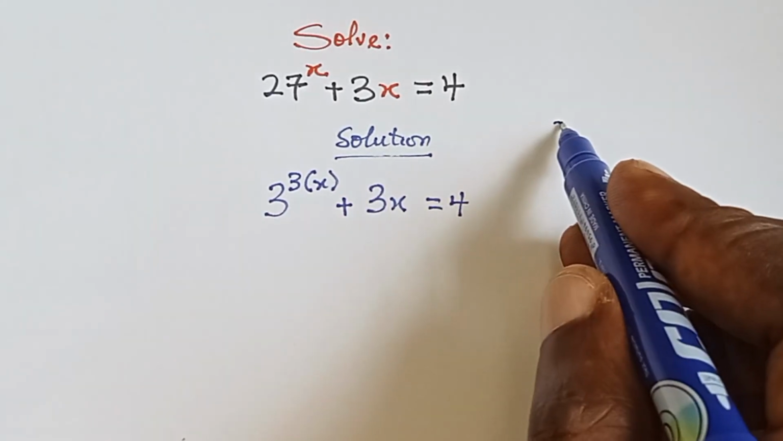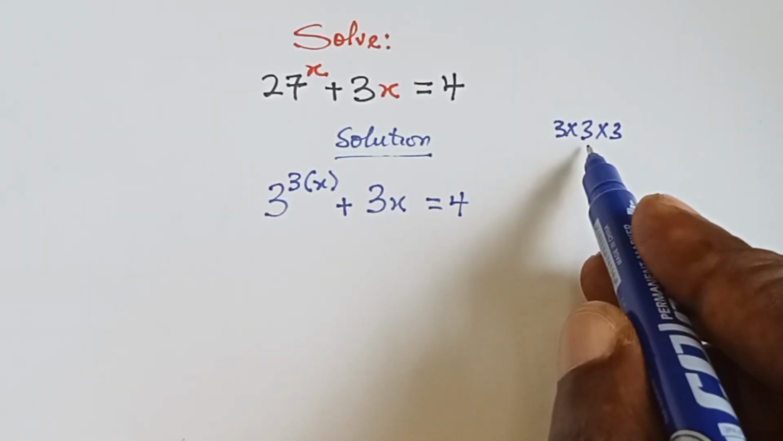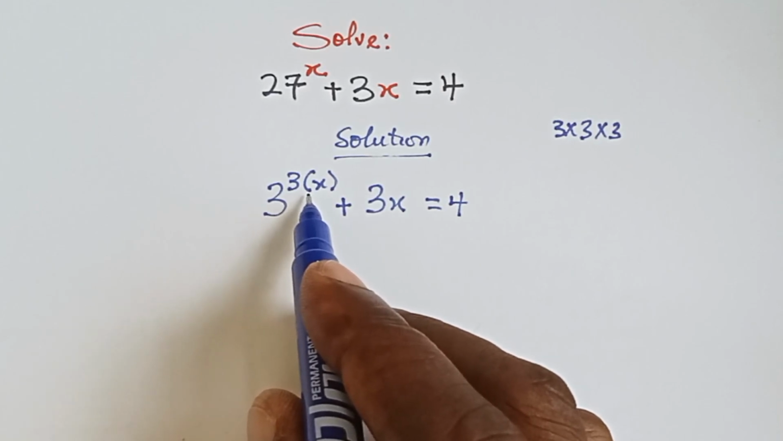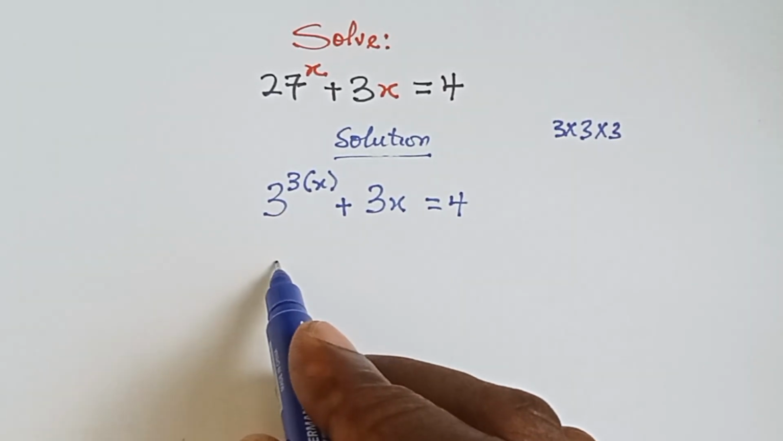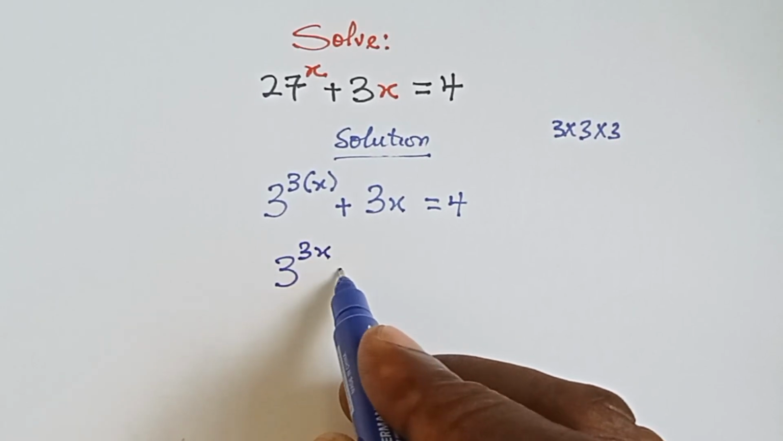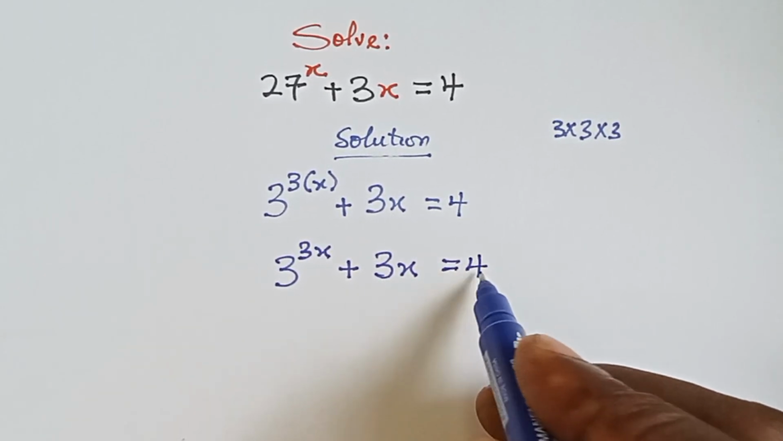3 raised to power 3 is 3 times 3, 9. 9 times 3, 27. Okay. Now, from there, we can multiply the powers. We have 3 times x will give us 3x plus 3x equals to 4.